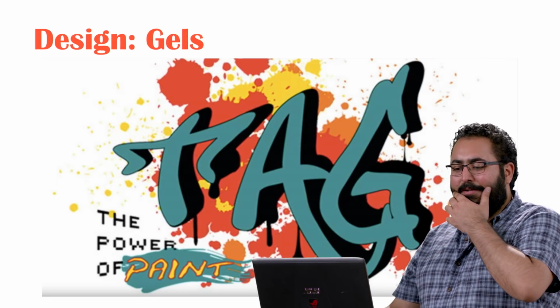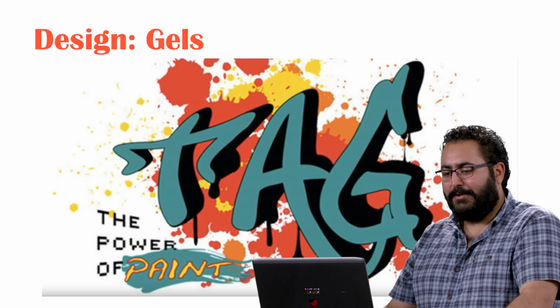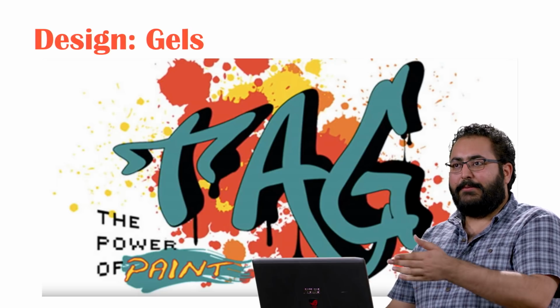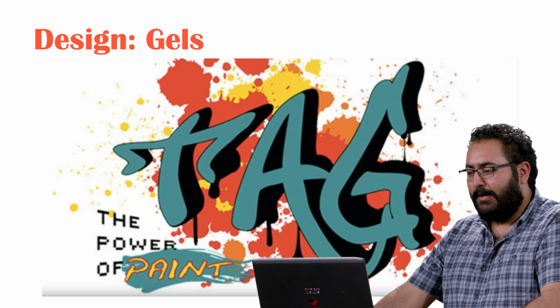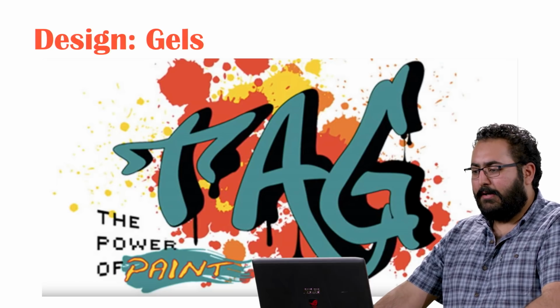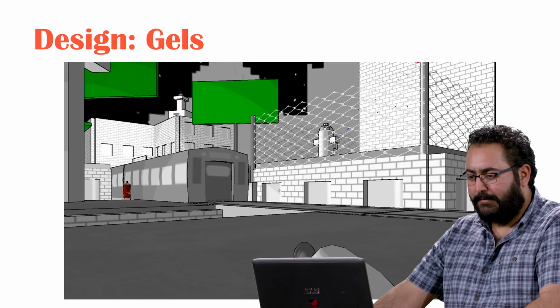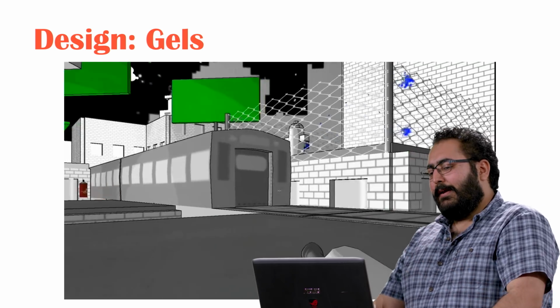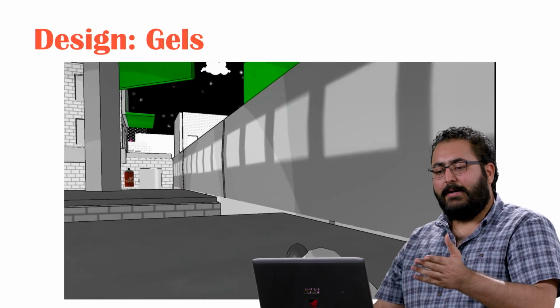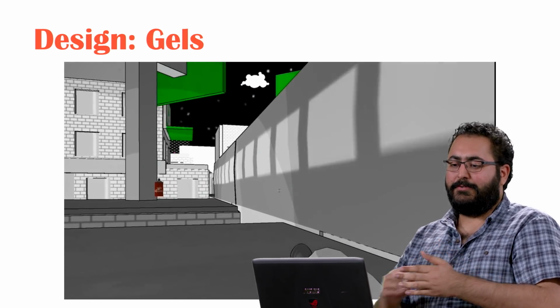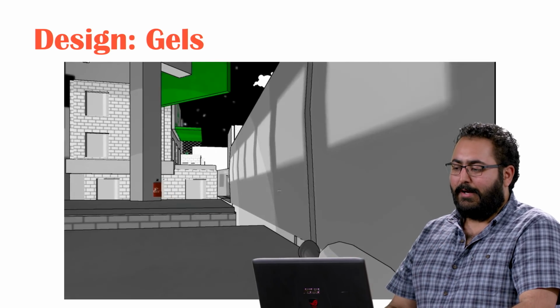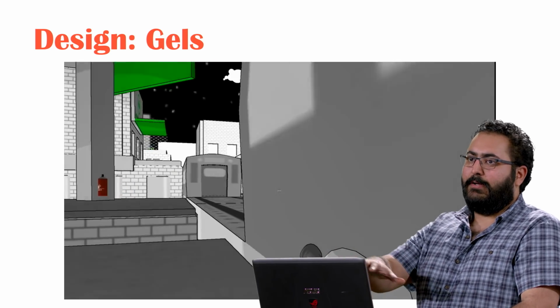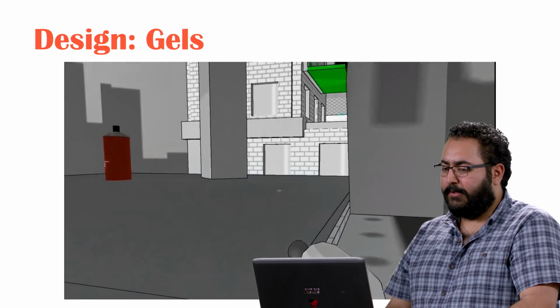And speaking of gels, the gels were an idea that we had for our student game that we made while we were in DigiPen. It was called Tag: The Power of Paint. In Tag, you had a paint gun that you used to shoot the different colors. The Portal 2 mechanic was adapted from this, and it's pretty similar.